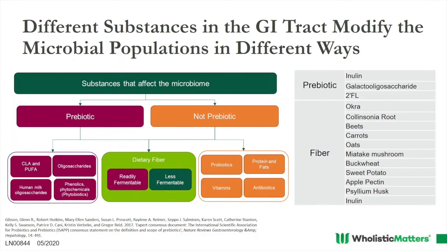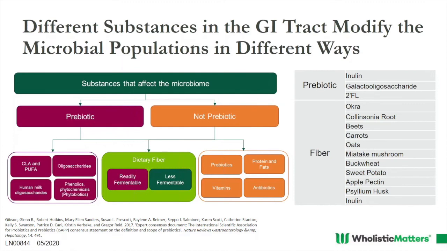But various prebiotics, many of them coming from this oligosaccharide class of molecules, you can have human milk oligosaccharides, and human milk oligosaccharides I will dive much more in depth into in my second talk. As well, you have those phytobiotics, the phenolics and phytochemicals from plants that really impact the different microbes. And on the non-prebiotics, you also have things like probiotics. Probiotics can really affect the microbiome. Proteins and fats, specific vitamins can as well, and things like antibiotics really can impact the microbiome.